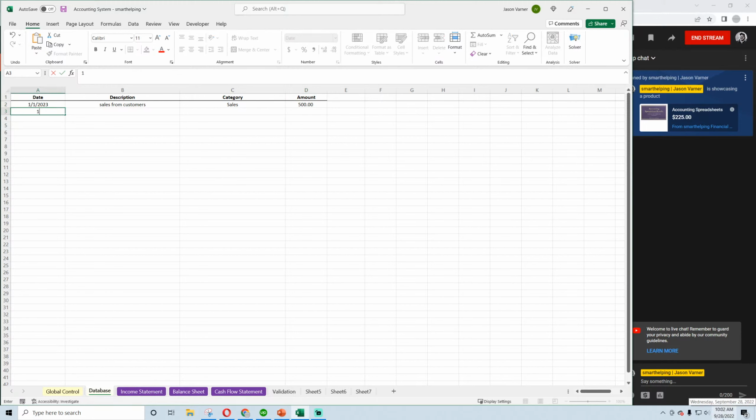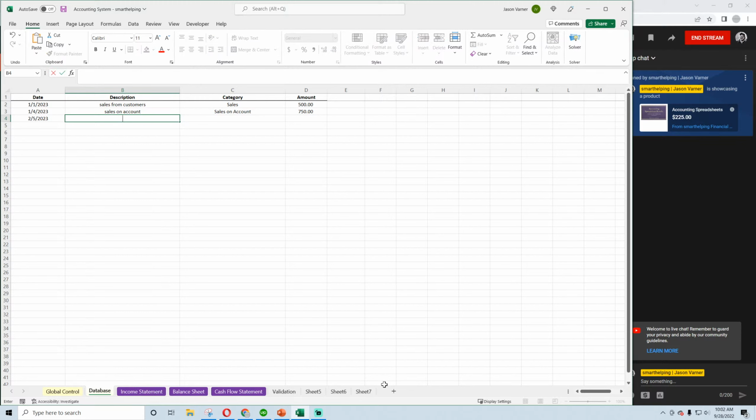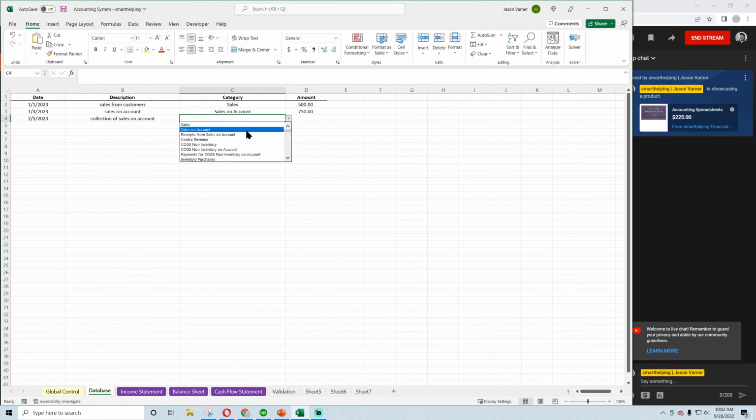Then let's also say in the same month, sales on account. Let's say we had maybe 750 on account. And then let's say in February, collection of sales on account. So we're receiving the money now in the next month. So we'd go receipt from sales on account. And let's say we got not all of it, but some of it.